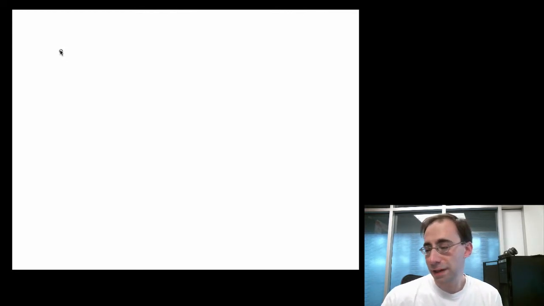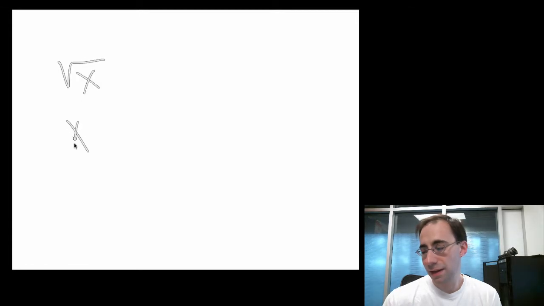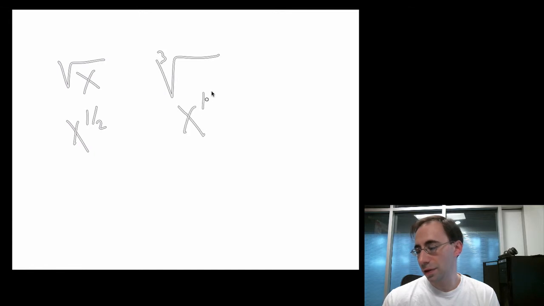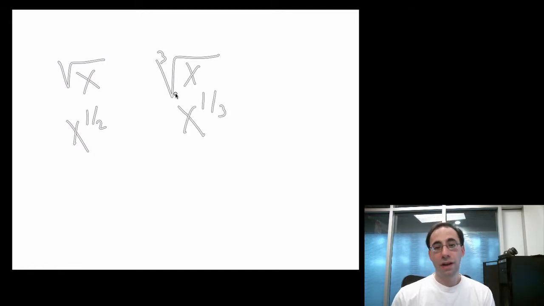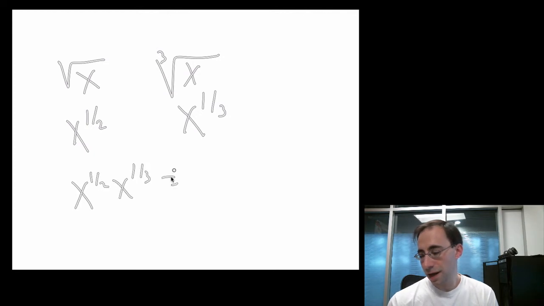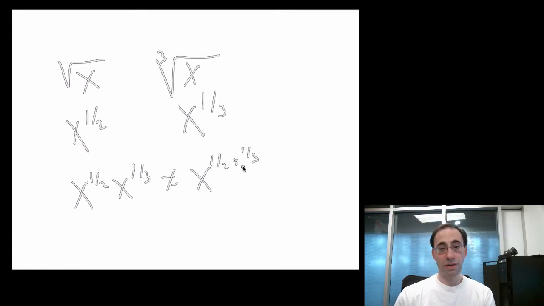Okay. One thing to keep in mind in doing this is that even though you can represent roots as x to the 1/2 and x to the 1/3, you can't use the same rules we used for multiplying exponents. So, for instance, x to the 1/2 times x to the 1/3 does not equal x to the 1/2 plus x to the 1/3. Sorry, plus 1/3.